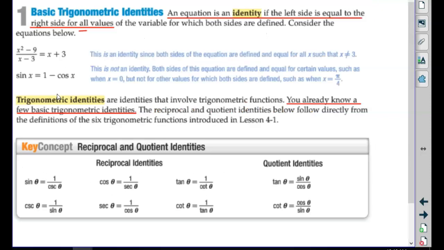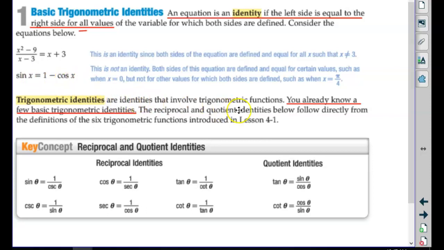Are we ready? Okay. An identity is simply an equation where the left side is equal to the right side for all values of x for which both sides are defined. So this one has a restriction, x cannot equal 3, but otherwise it's true. This one, sine x equals 1 minus cosine x, is only equal in a few places, okay? So it's not an identity.